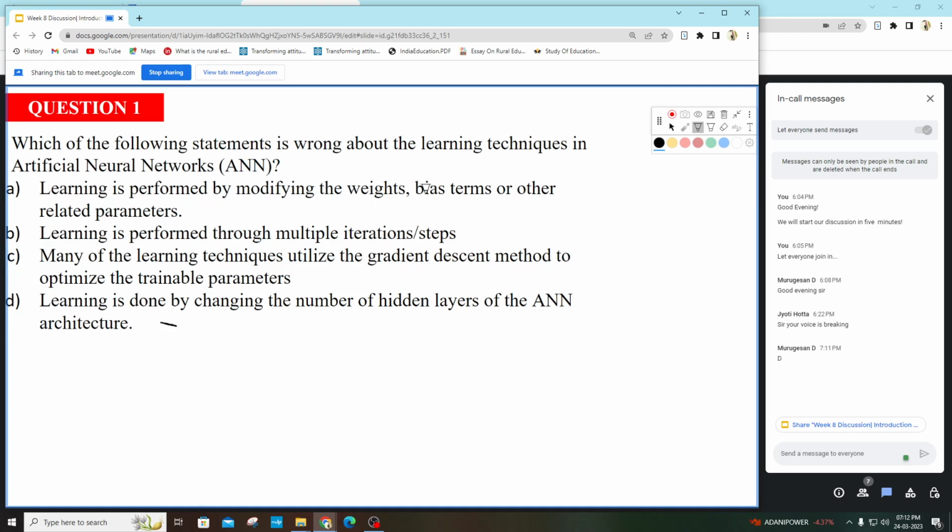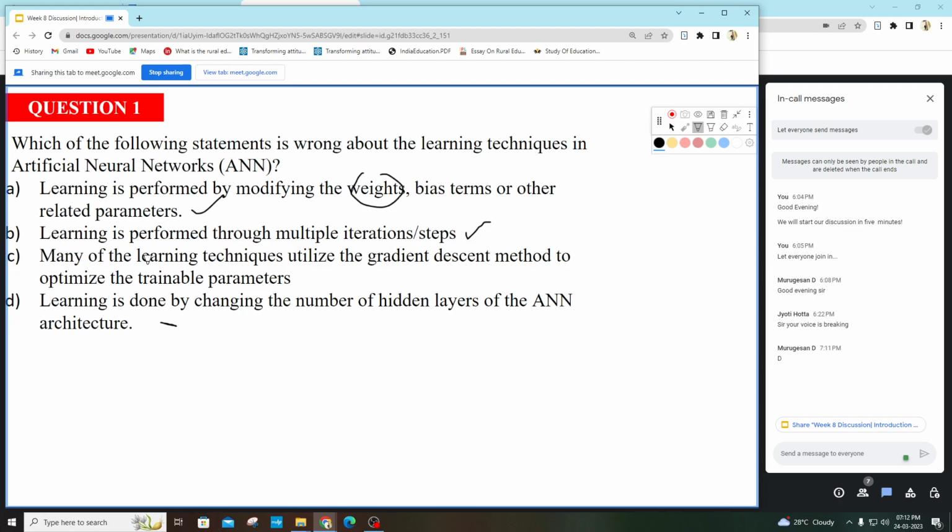Learning is performed by modifying the weights, bias, terms or other related parameters. This is absolutely right, right? We have just now discussed the numerical also. What we were doing is we were modifying the weights. We do not have bias in that question, but we were modifying the weights. Then, learning is performed through multiple iteration steps. That is also correct, because again you can see that we have done it for the first iteration. Similarly, you have to do it for subsequent iterations to reach the local minima of the error. So again this is also right, B.